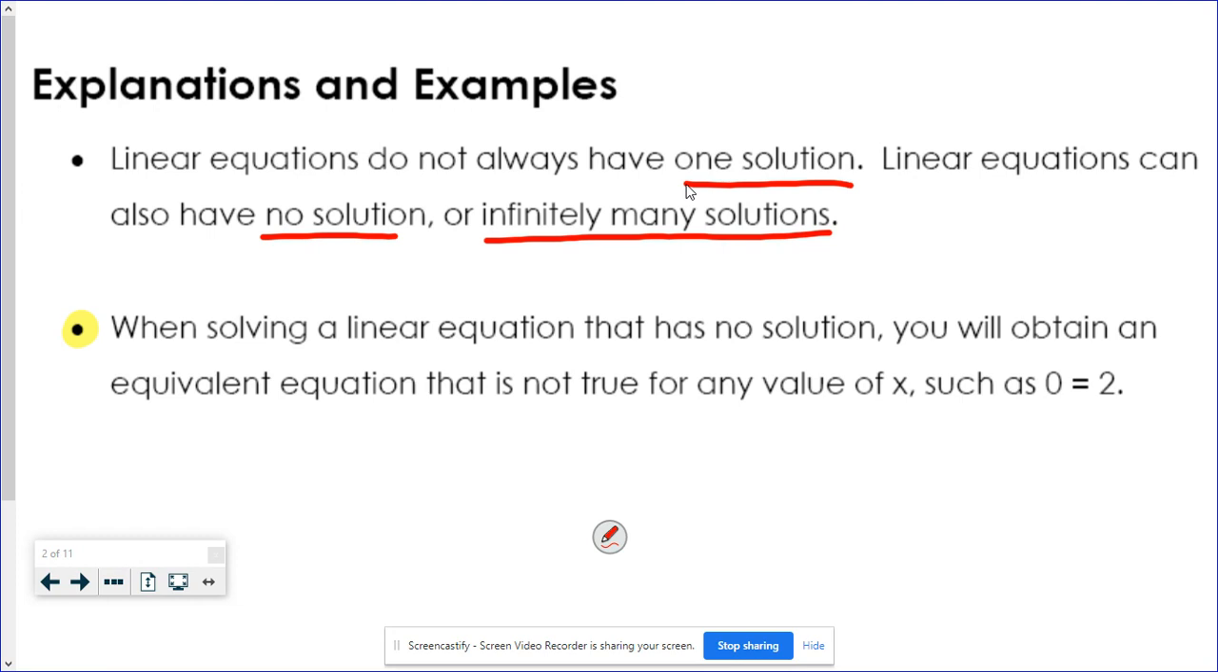But right now, let's just do a couple of problems where we're going to look at problems where it's not going to be true for anything. So we're going to get false statements at the end, like 0 equals 2.